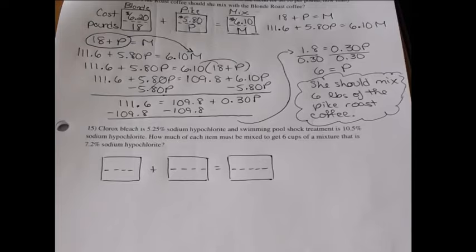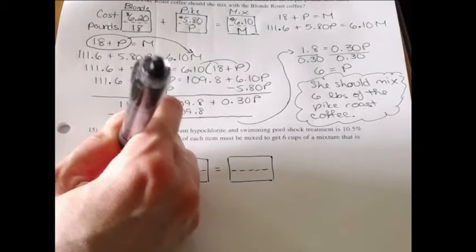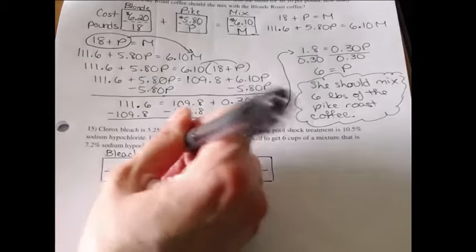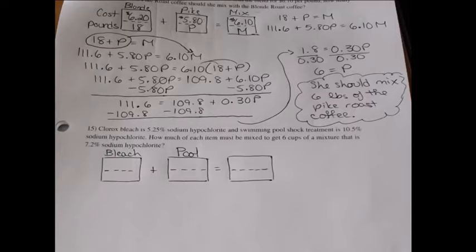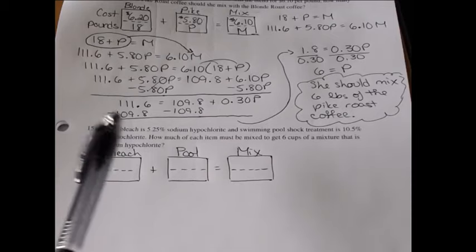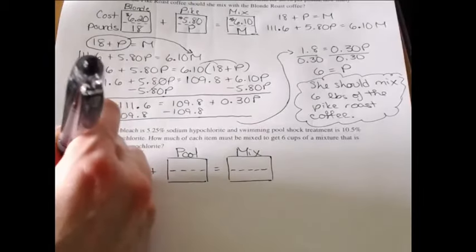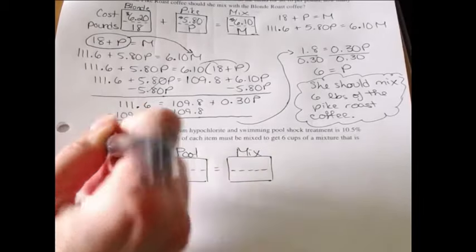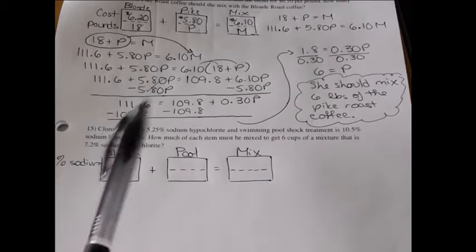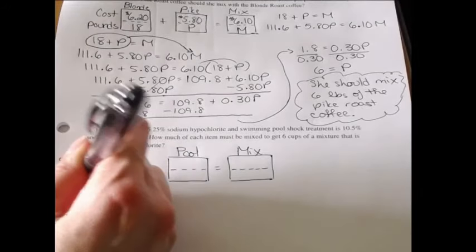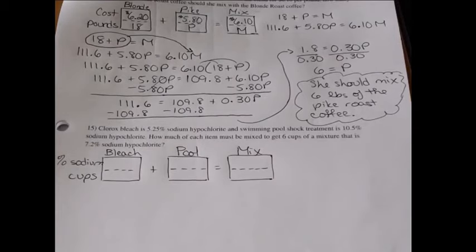So right off the bat, when I think about this, I realize that I have Clorox bleach on hand, so I'm going to call this one bleach. And I also have swimming pool shock treatment. So if you're okay, I'm just going to call this pool. And we're trying to make some sort of mixture. I also noticed that I'm referring to the percent of sodium hypochlorite in each of these things, correct? So I'm just going to call it percent sodium. And in terms of amount, it's not gallons, it's not liters, it's actually cups for this particular problem. So I like writing cups in there, just so that I know exactly what I'm talking about.